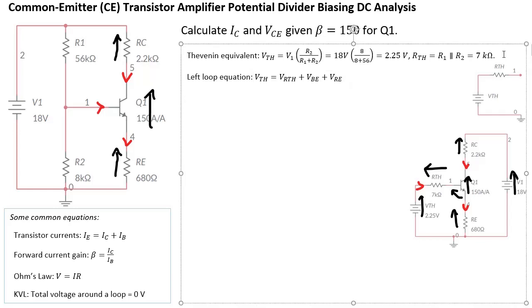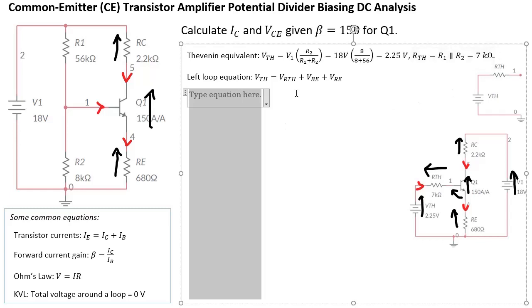Okay, so now what we do is we're going to convert, because we know the VRTH, that's the voltage across here. You can write using Ohm's law as IB times RTH, right? And then VRE, this voltage here, again we can write using Ohm's law. It is IE times RE.